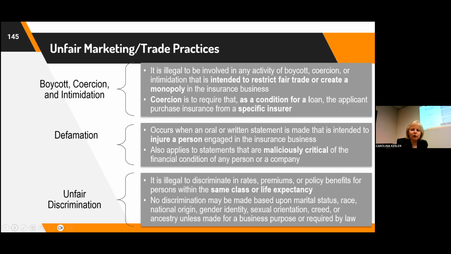Defamation occurs when an oral or written statement is made that is intended to injure a person engaged in the insurance business. It also applies to statements that are maliciously critical of the financial condition of any person or company. Every insurer is required to have so much in reserves, right? It's the law. So you can't say, you know, this company is going to go under tomorrow. That's not fair. It's not allowed.